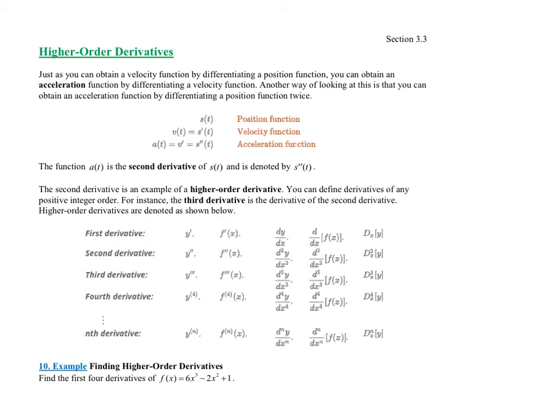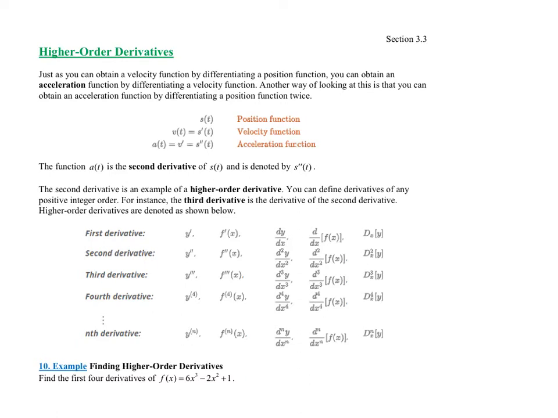Okay, let's move on to the next topic. The next topic is higher order derivatives. What are higher order derivatives? Well, instead of finding the derivative once, you find the derivative twice, three times, four times, or as many times as I want you to do them. So a higher order derivative is still just finding a derivative. It's just repeating the process. Finding the derivative of the derivative would be called the second derivative.